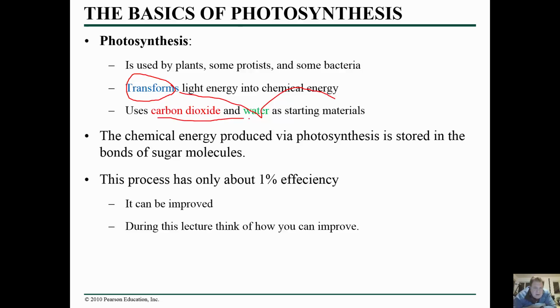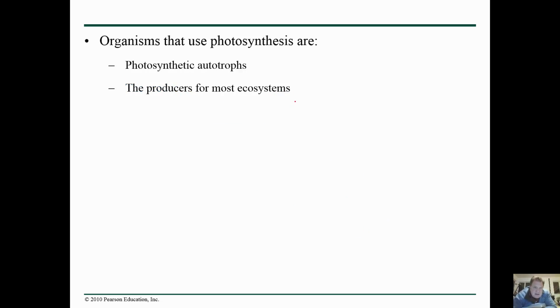It uses carbon dioxide and water as the starting materials. Now, this is very great, but again, it's only 1% efficiency. Of all the energy that's coming down onto a plant, only 1% of that is being made into these food molecules. Again, it can be improved, and we may think about it a little bit as we go through this process.